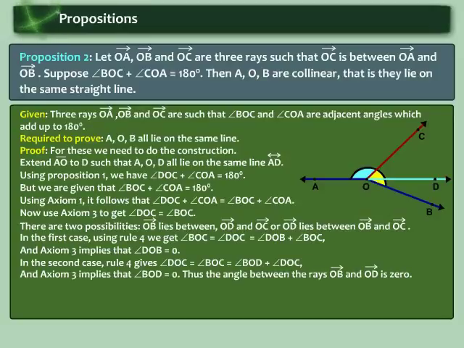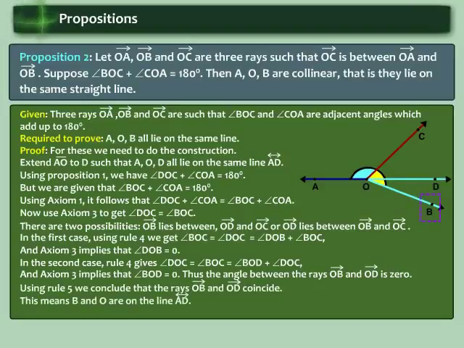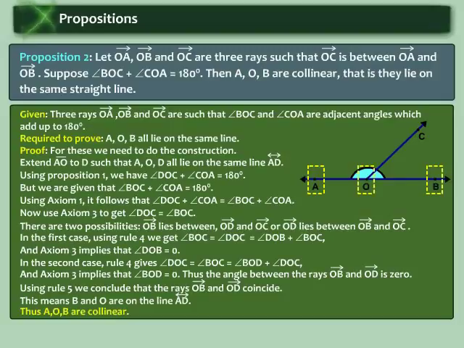Thus, the angle between the rays OB and OD is 0. Using rule 5, we conclude that the rays OB and OD coincide. This means B and O are on the line AD. Thus, A, O, B are collinear.